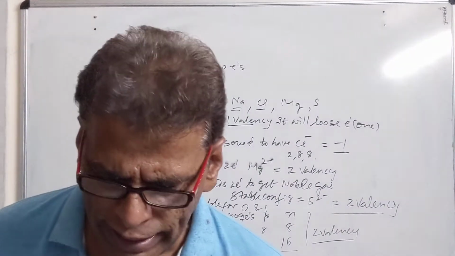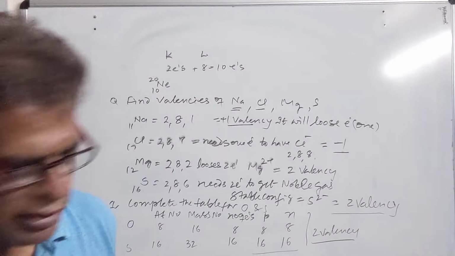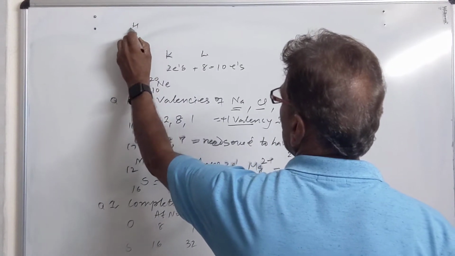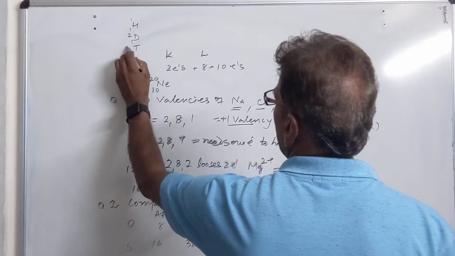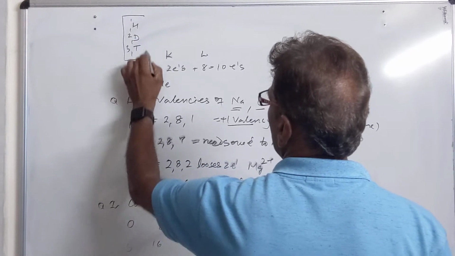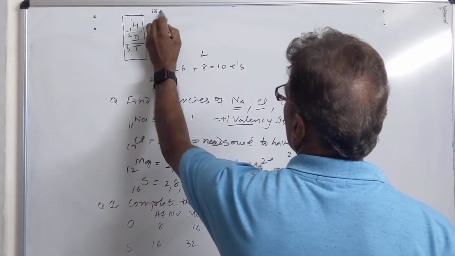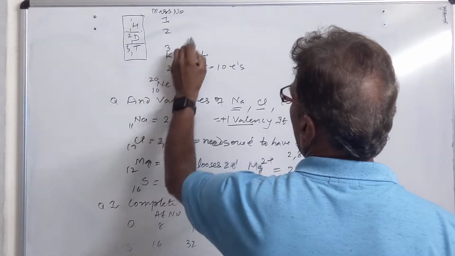Now for symbols H, D, T, tabulate the 3 fundamental particles found in them. So what are the 3 symbols? Hydrogen, this is protium. Then we have deuterium. Then we have tritium. These are the 3 symbols of the isotopes of hydrogen. Then we have mass number of each. Here it is 1, it is 2, it is 3.